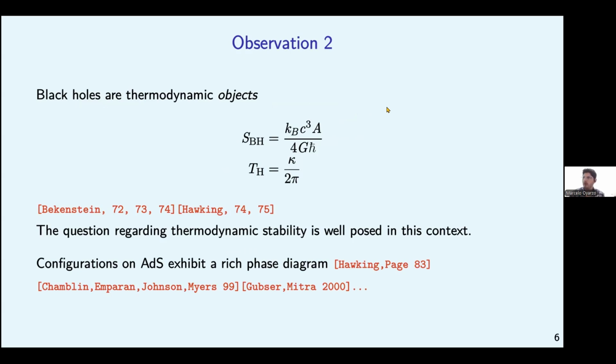that black holes are thermodynamic objects. Okay, so they have an entropy given by the horizon area divided by 4 and a Hawking temperature. And this is at the leading order. And so in this context, the question regarding stability of the thermodynamic system is well posed. So you have a black hole, and you can ask whether it is stable or not in the thermodynamical sense. And in particular, black holes that are asymptotically anti-de Sitter have been shown to have this Hawking phase transition between black holes and the thermal AdS. And also in holography, this has a really interesting interpretation.